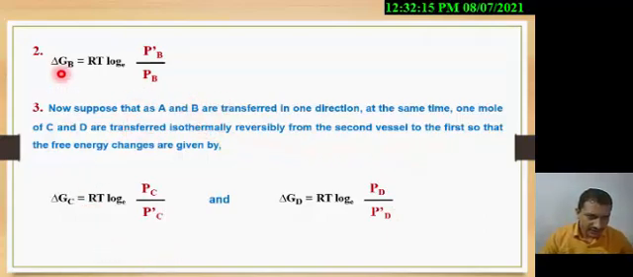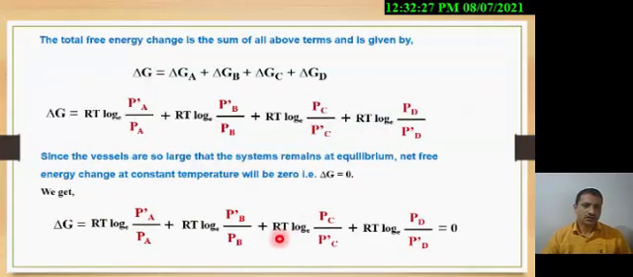We get here ΔGa, ΔGb, ΔGc and ΔGd. The total free energy change is the sum of all the above terms, given by ΔG = ΔGa + ΔGb + ΔGc + ΔGd. So ΔG = RT ln(P'A/PA) + RT ln(P'B/PB) + RT ln(PC/P'C) + RT ln(PD/P'D).